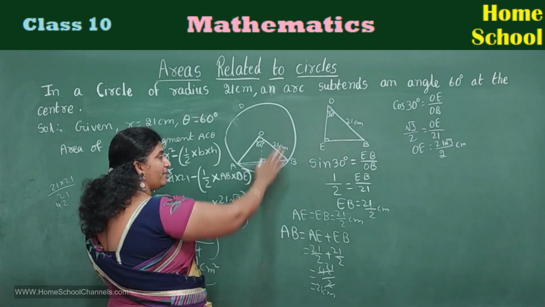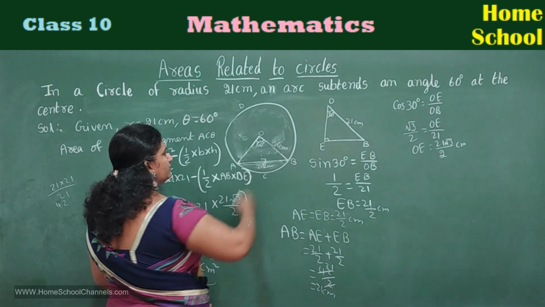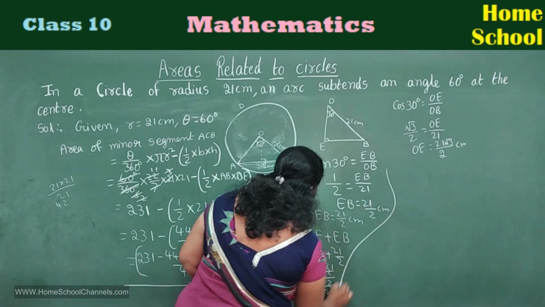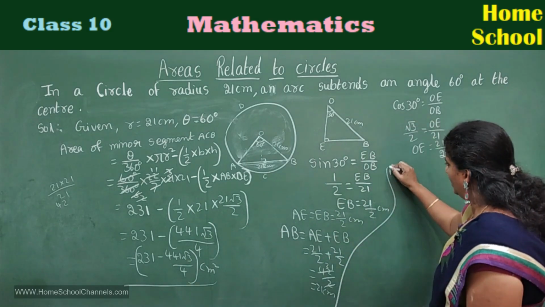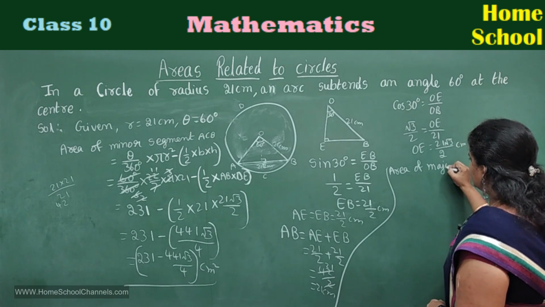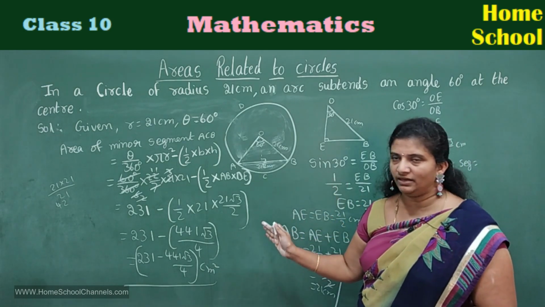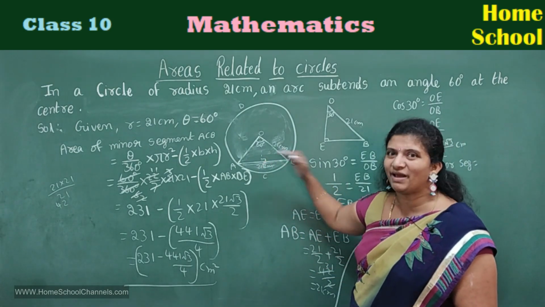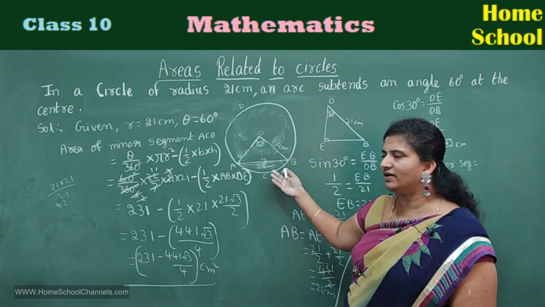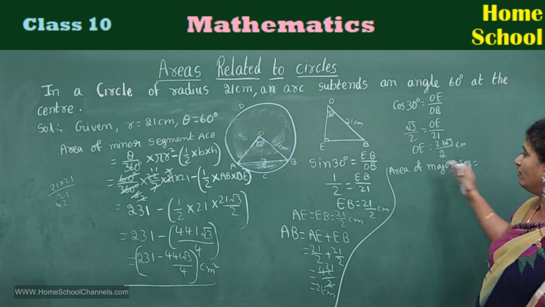Let me find area of major segment. What is that? From here to here area I want. Area of major segment. Look here. In order to find area of major segment, you should find first minor segment. If you understand this, you will be able to find area of minor segment. Afterwards, find area of major segment.